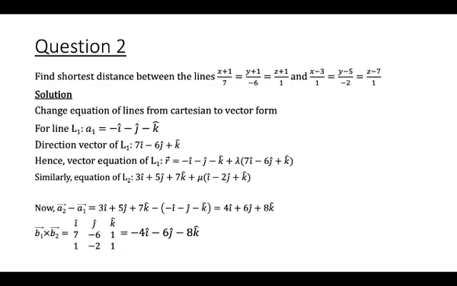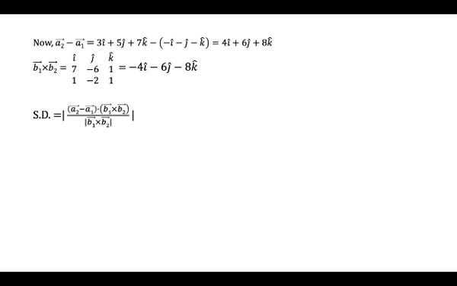Then vector b1 cross vector b2 equals, using determinant with rows i j k, 7 minus 6 1, and 1 minus 2 1, we get minus 4i minus 6j minus 8k. Now formula for shortest distance: modulus of (vector a2 minus a1) dot (b1 cross b2) upon magnitude of b1 cross b2.